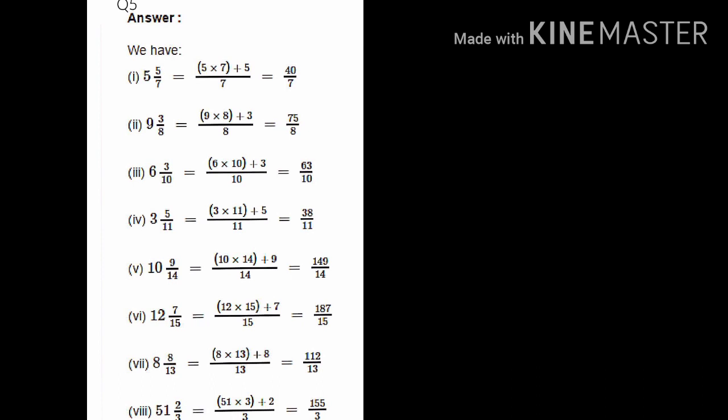Convert each of the following into improper fraction. 5 by 7. So it will be 7 into 5 plus 5, that is 40 by 7. Then 9 3 by 8. So the denominator multiplied with the whole number, 9 into 8 plus 3, 75 by 8. 6 3 by 10. Similarly 6 into 10 plus 3 by 10, that is 63 by 10.